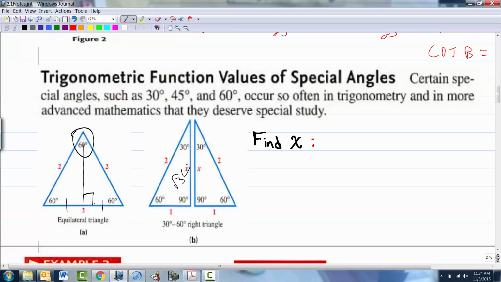Altitude, isn't that what it's called? Everyone's looking at me like I'm a freak, which may be true, but not because of what I just said there. All right, and then what does an altitude do to the opposite side in an isosceles or equilateral triangle?